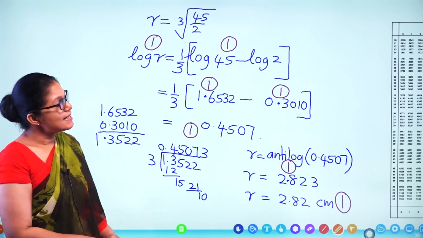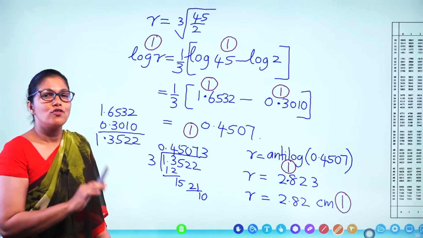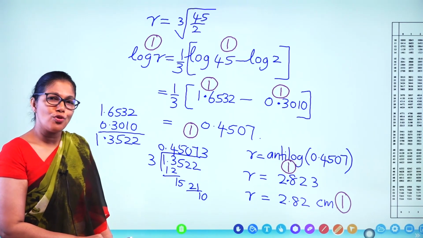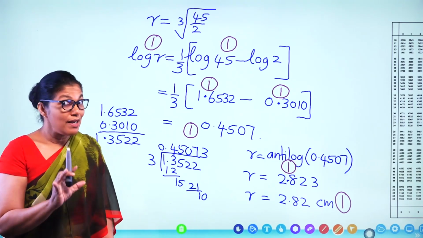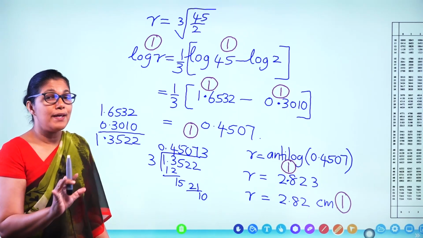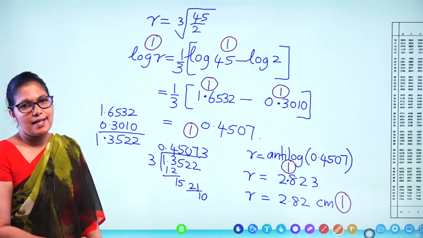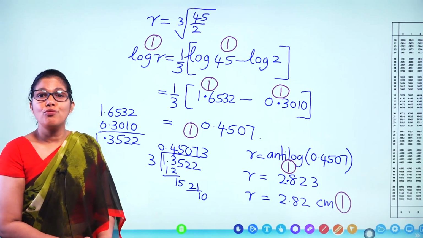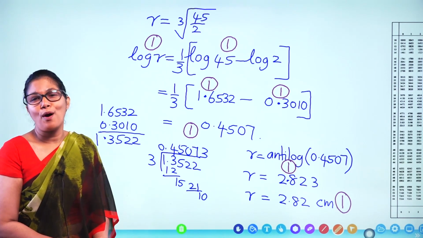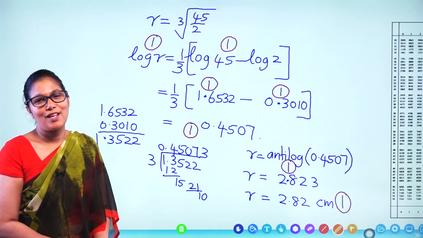So we completed the whole paper. 12 questions in paper 2, and within 3 hours you have to do this. That means each question you can spend 18 minutes. So make sure that you do all the questions and then watch my video to check your answers.